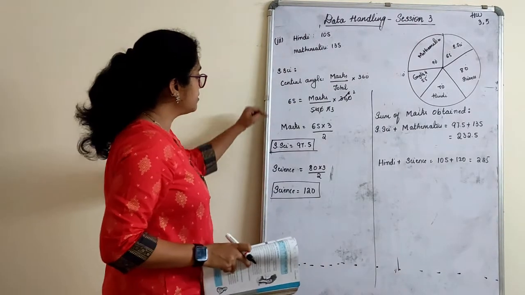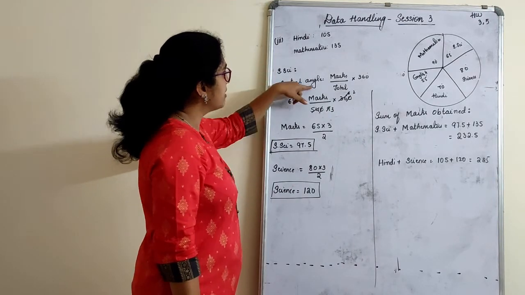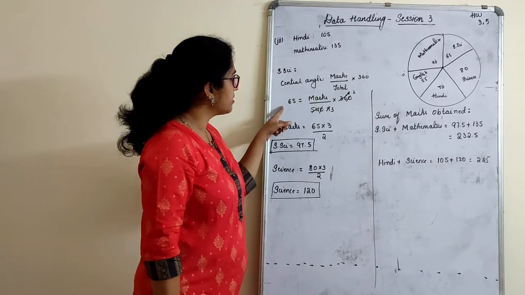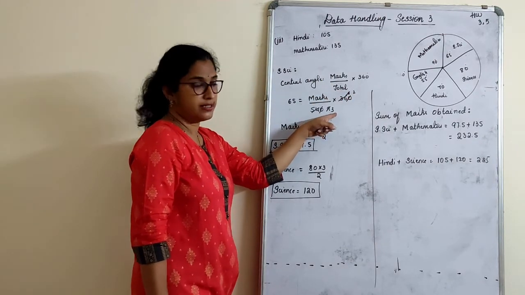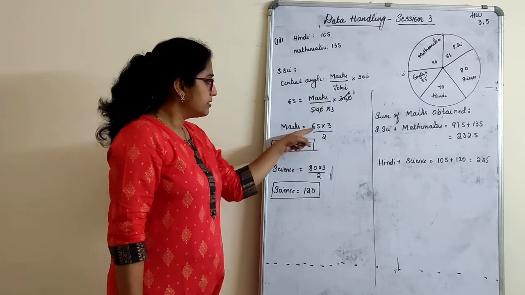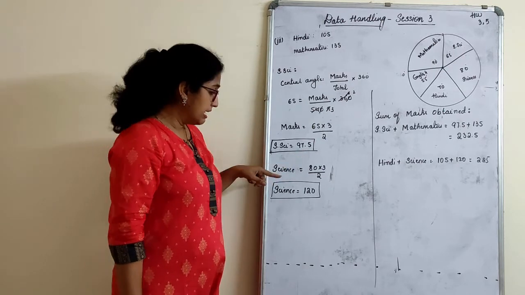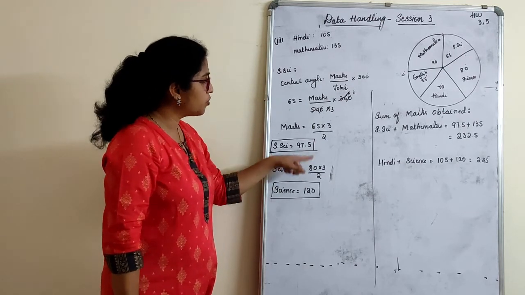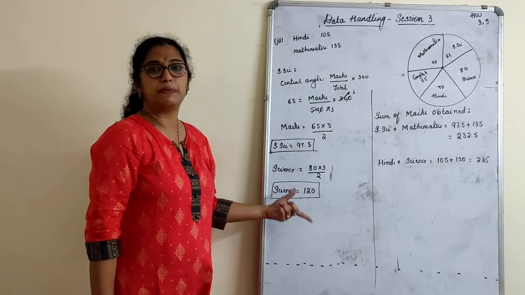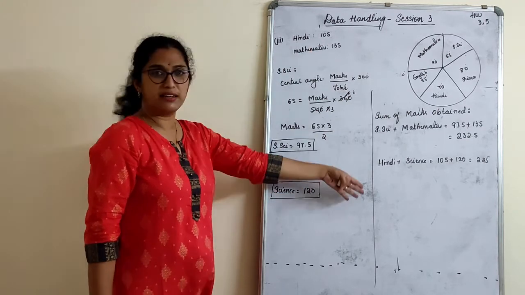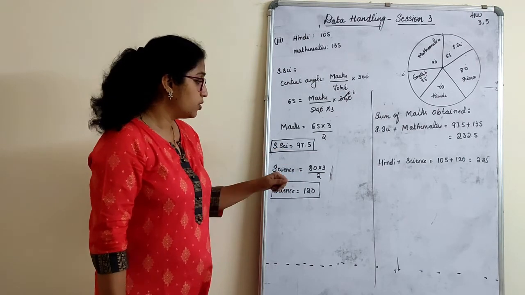I just completed the calculation here, children. Now see, for social science I did the same way. Central angle is equal to marks by total into 360, wherein I saw that I was getting marks into 3 by 2 always. That we cross multiplied here. 65 into 3 by 2. Next to science, I just wrote marks into cross multiplication 3 divided by 2. It became very easy for me because that's the same pattern I had followed. Social science 97.5, science 120.